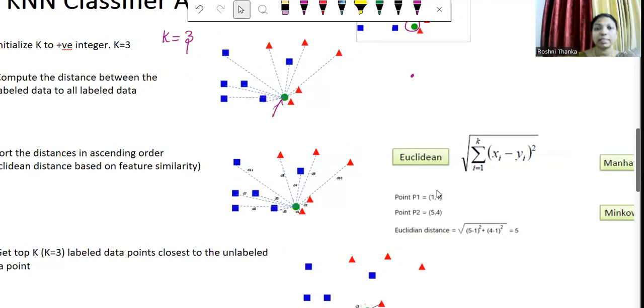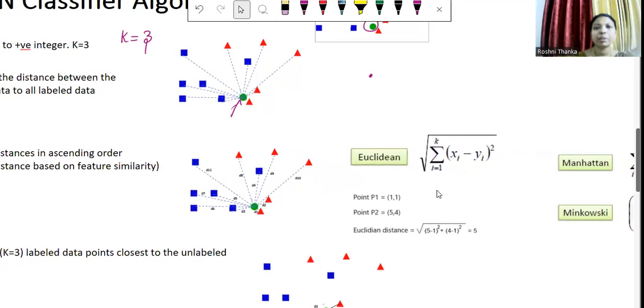To calculate the distance, there are many methods. The most generally used method to calculate the distance is Euclidean distance. Let us take an example to understand this formula. Let us consider there are 2 points. That is 1 comma 1: x value is 1, y value is 1. And the next point has the value 5 comma 4. Now I want to find the distance between these 2 points.